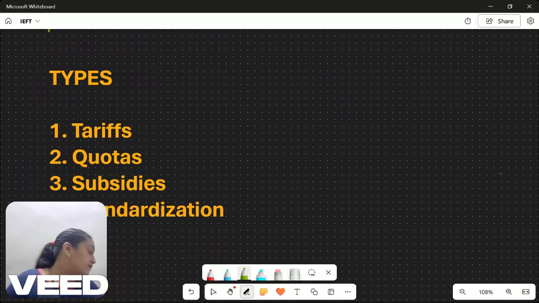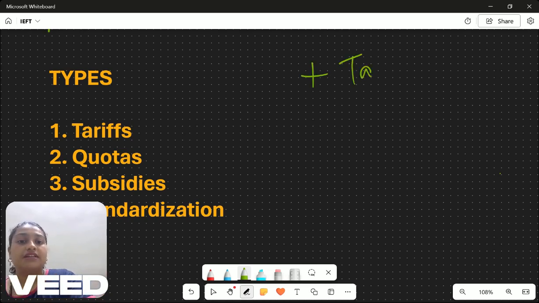We have four different types of protectionism: tariffs, quotas, subsidies, and standardization. The basic idea of protectionism is that it acts as a shield for the domestic industries. The first one is tariff. Tariff means a tax. So a tariff is a tax that is imposed on imported goods.